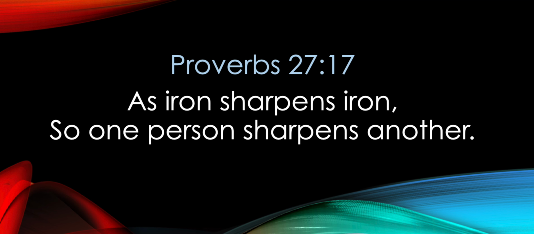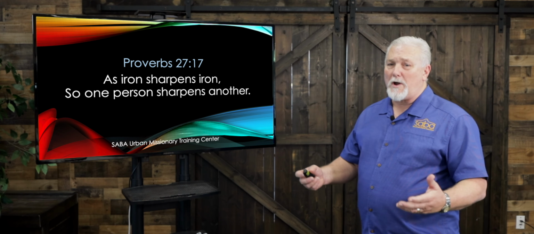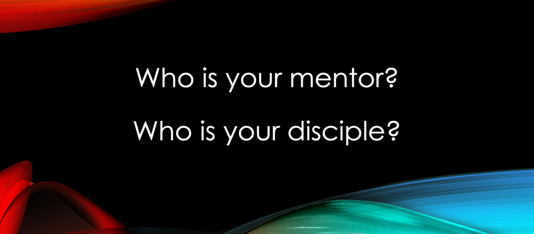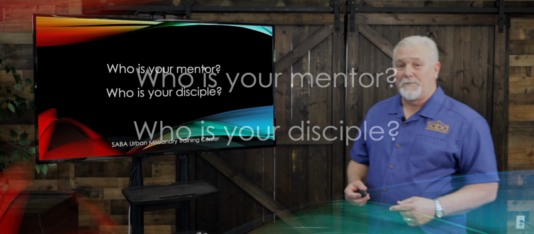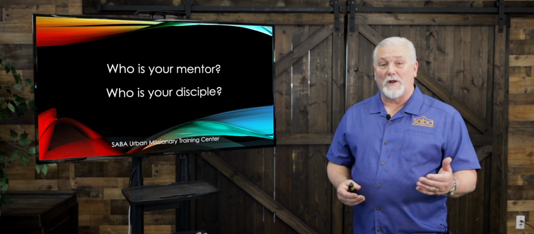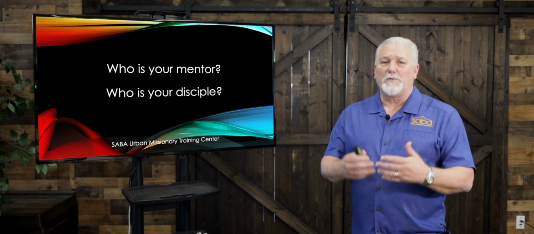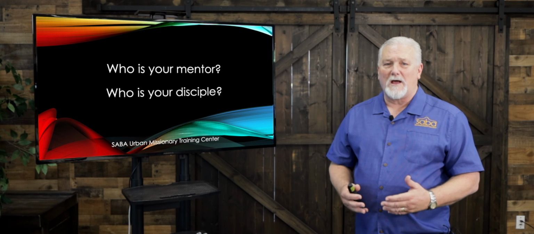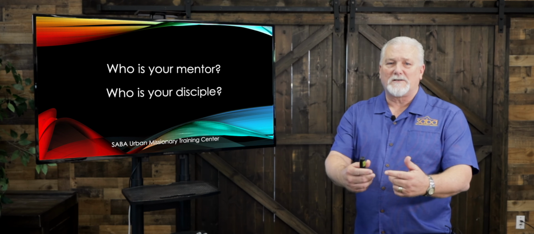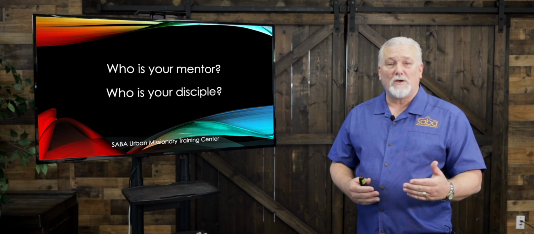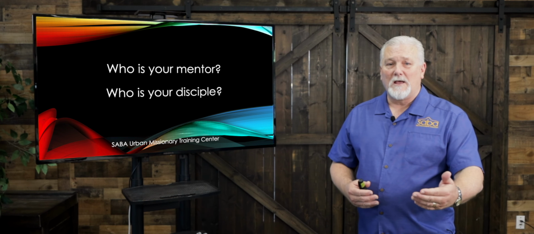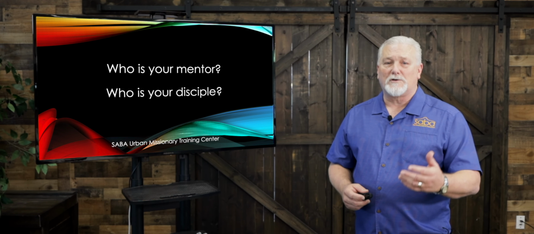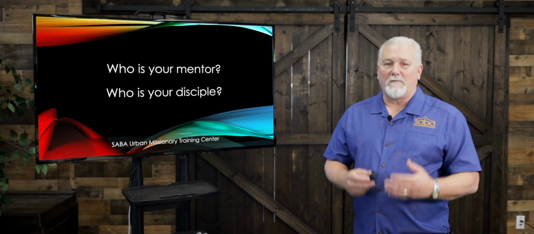Proverbs 27:17 says, as iron sharpens iron, so one person sharpens another. This is the process that we're talking about. Two of the questions that we asked in the first video are, who is your mentor and who is your disciple? We talked in the first video about the process of learning, where someone invests in us, someone helps us to acquire skills and abilities to be able to do things that we currently cannot do. But then also we turn around and invest in someone else. Who is investing in you, and in whom are you investing? If you can't answer those two questions, I would encourage you to stop, take some time, and find answers to those two questions.